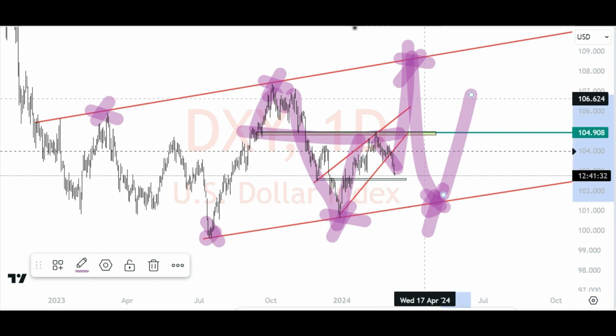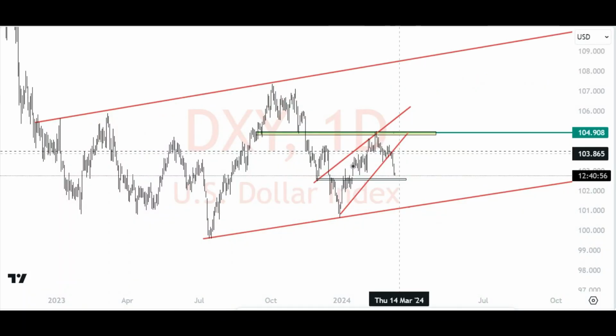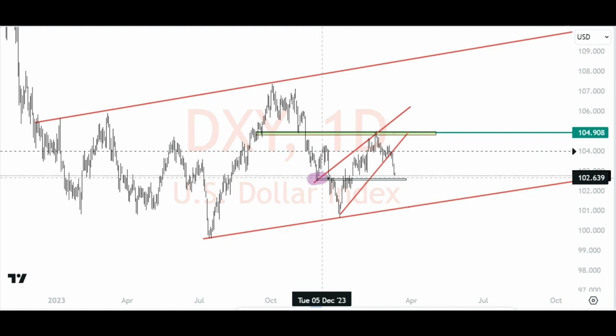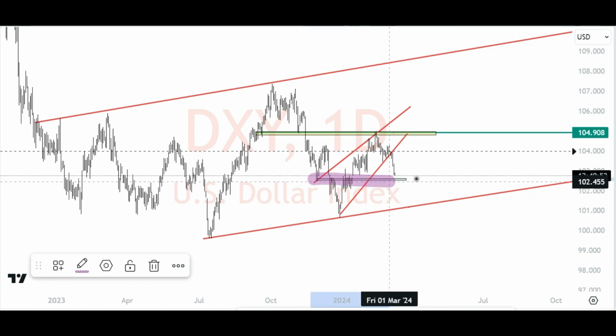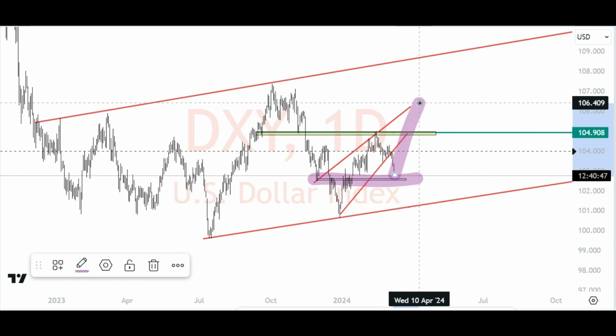All right, cool. But what I can already see, guys, is that the market approached this major sensitive area. So I would like to see the dollar index go up from that area. So that's the long-term analysis.